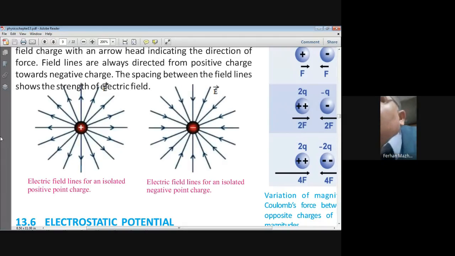For example, if you are near this charge, you will see that the electric field lines are close to each other. So near the charge, the electric field intensity will be stronger. But if you move away from the charge, you will see the distance between the electric field lines has become larger. So the electric field here will be weaker. From the positive, the electric field lines are coming out, and in the negative, the electric field lines are going in.